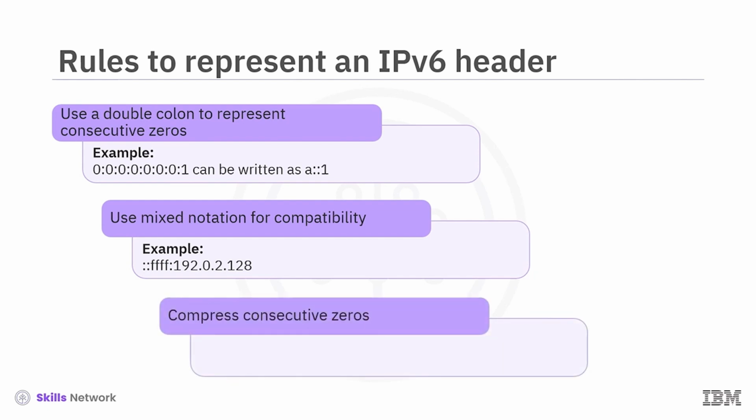The longest sequence of consecutive zeros should be compressed. For example, 2001:0:0:0:0:0:0:1 should be written as 2001::1. Now, let's list a few advantages of IPv6 addresses.